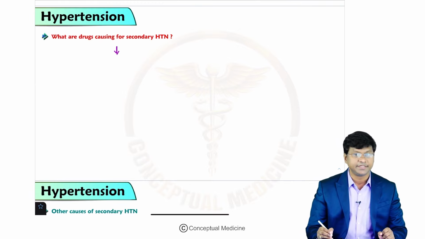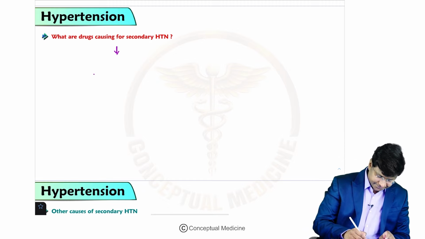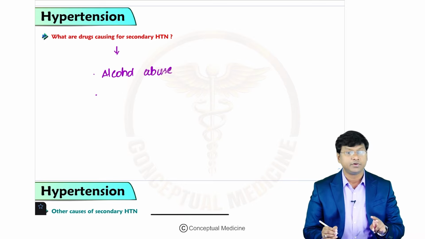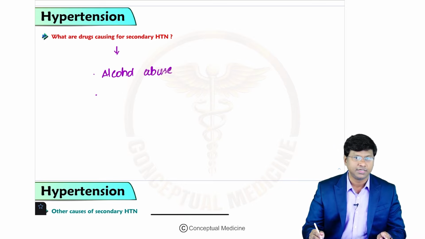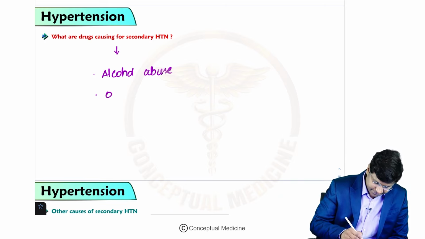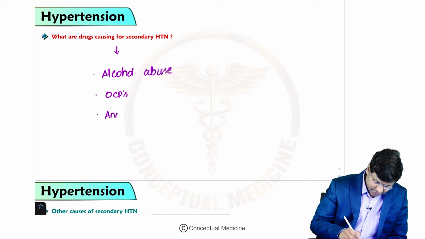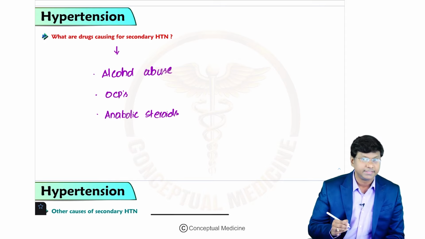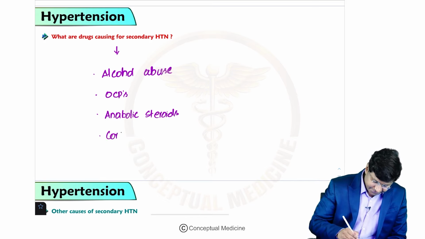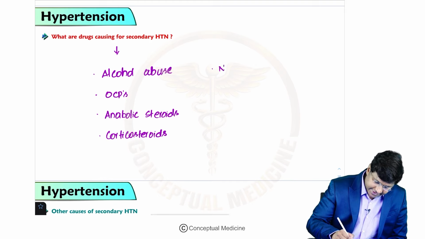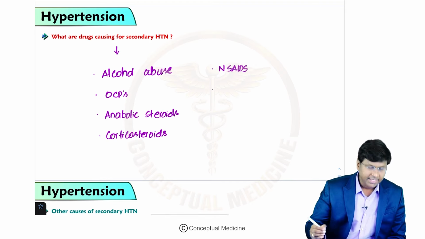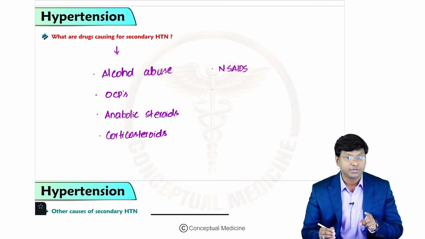The drugs which will cause secondary hypertension include, number one, alcohol abuse. Then apart from alcohol abuse, the other drugs which will cause hypertension are oral contraceptive pills, followed by anabolic steroids, then corticosteroids, then followed by NSAIDs, non-steroidal anti-inflammatory drugs, and then carbenoxolone sodium.